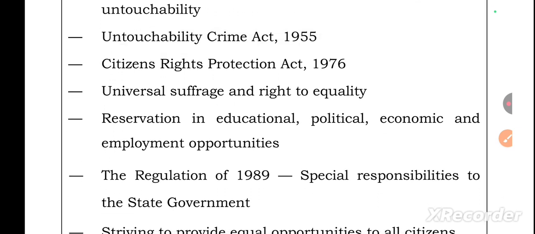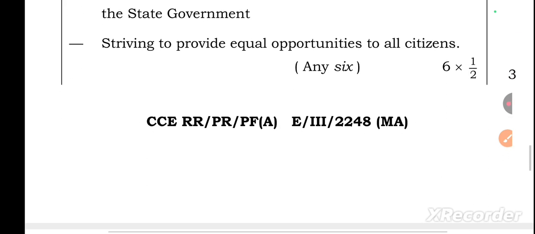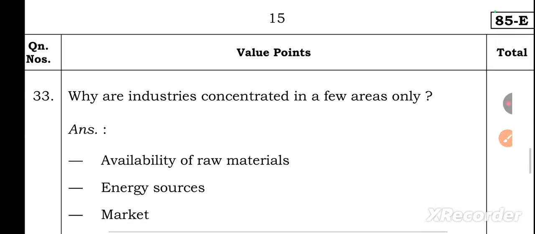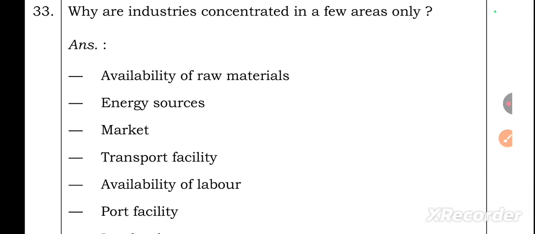Citizens Rights Protection Act 1976, Universal Suffrage and Right to Equality, Reservation in Educational, Political, Economic and Employment Opportunities, the Regulation of 1989, Special Responsibilities to the State Government, striving to provide equal opportunities to all citizens. Question number 33. Why are industries concentrated in a few areas only?